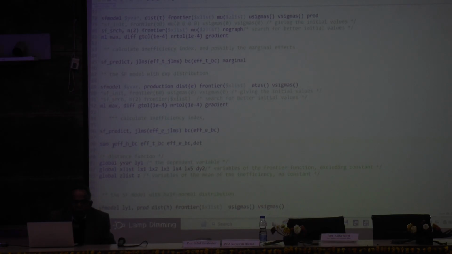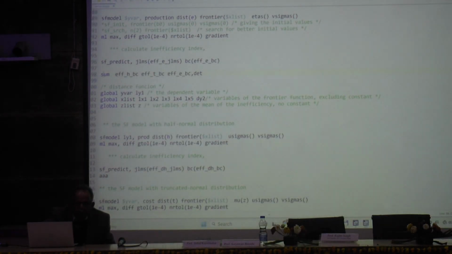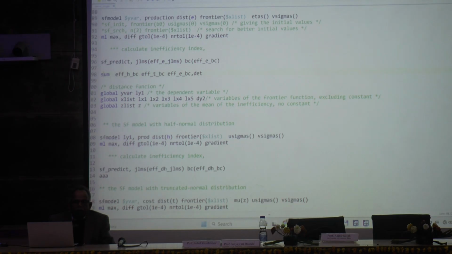So now let's think in terms of using the distance function. We talk about the distance function, and that is the case when you have more than one output. So again, you have 2 outputs in this example, and the dependent variable is log of y1. Remember, if you have 2 outputs and you are using the output distance function, then you have to use the other output normalized by the first one as an additional regressor.